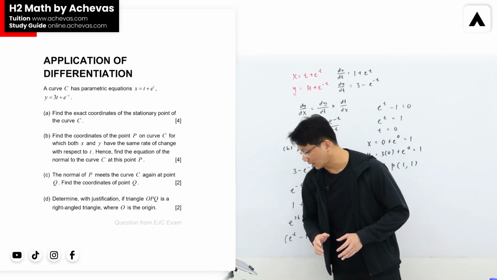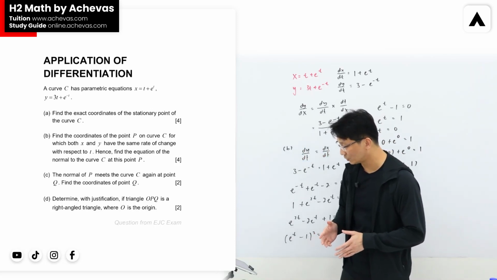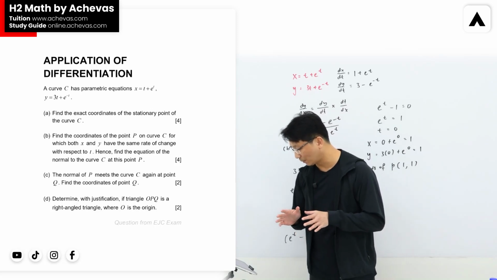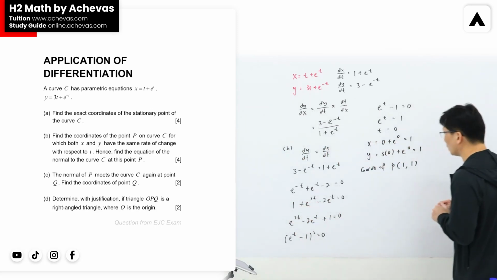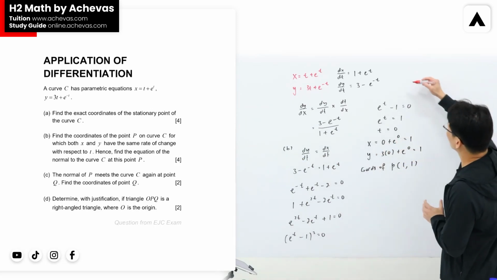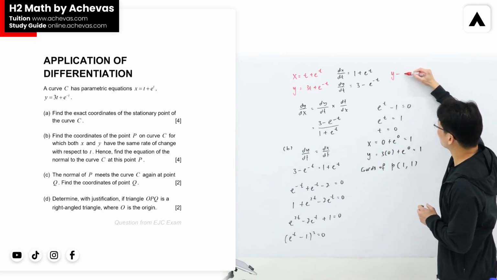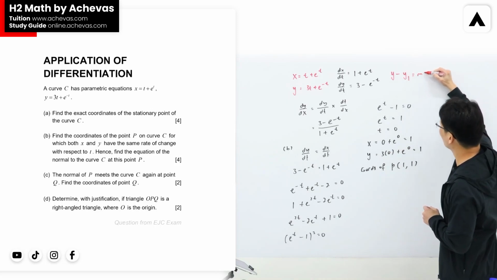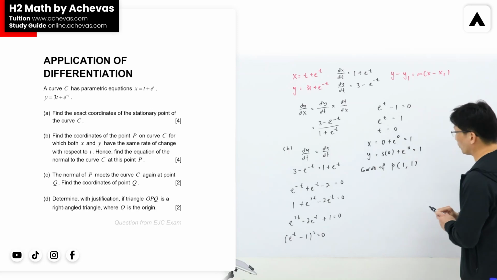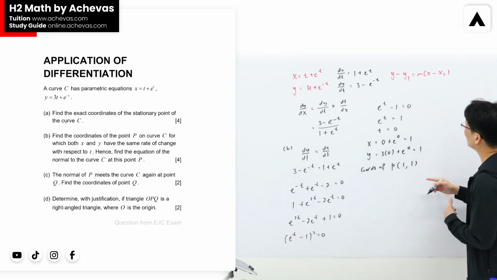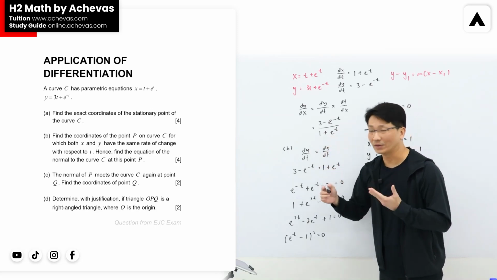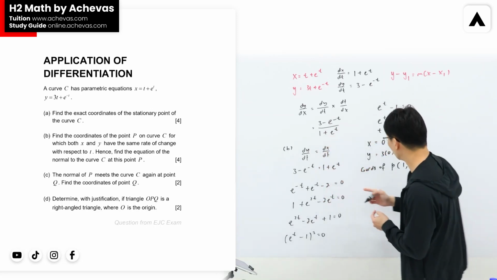And for the second part of this question, we are required to find the equation of the normal to the curve C at this point P. So we are going to make use of these points to find our equation of the normal. For the equation of the tangent or normal, we are going to use y minus y1 equal to m(x minus x1). First, I'm going to find the gradient of our tangent using dy/dx from part A. After that, I'm going to find the gradient of the normal.